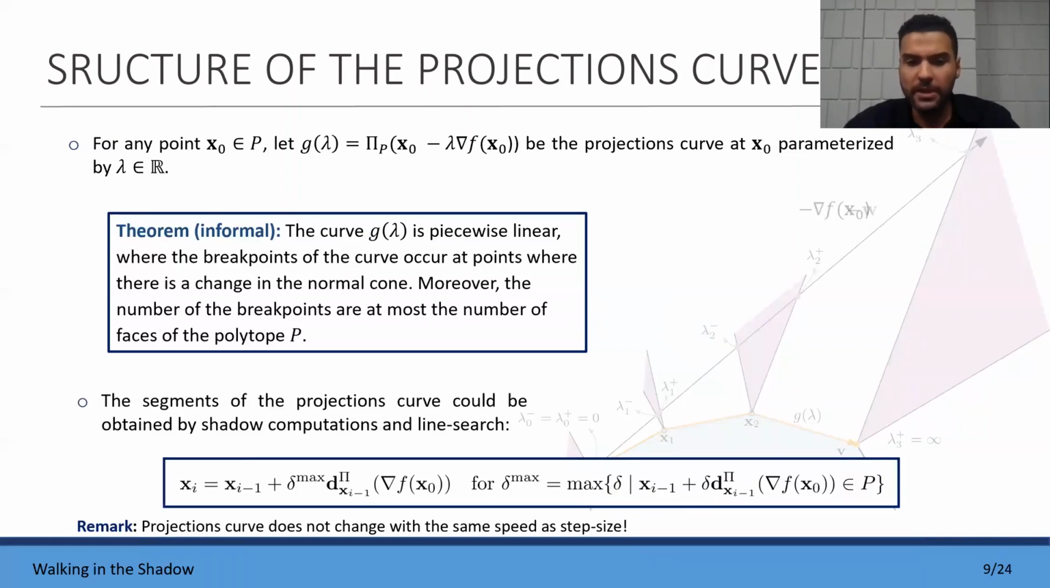A very nice property that we show is that you can constructively trace this entire curve using iterative line search and shadow computations. In particular, consider the (i-1)th breakpoint, x_{i-1}. To compute the next breakpoint x_i, all you need to do is consider the negative gradient at x0. So this is the original gradient direction that we're interested in. We're not changing the gradient here. And then we compute the shadow at x_{i-1} with respect to that original direction and do line search along that direction to obtain the next breakpoint x_i.